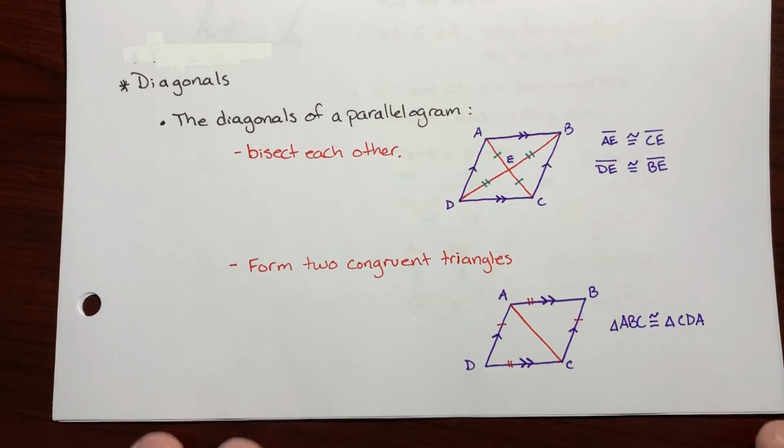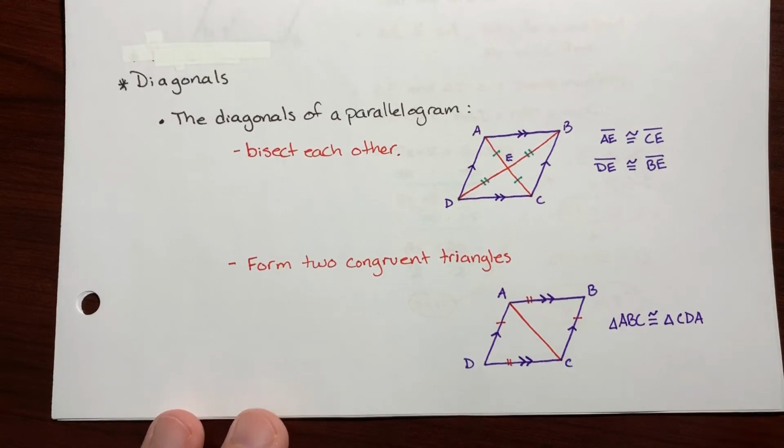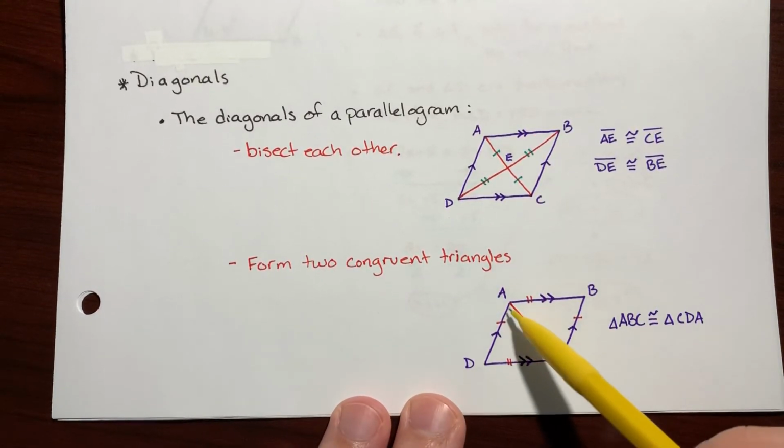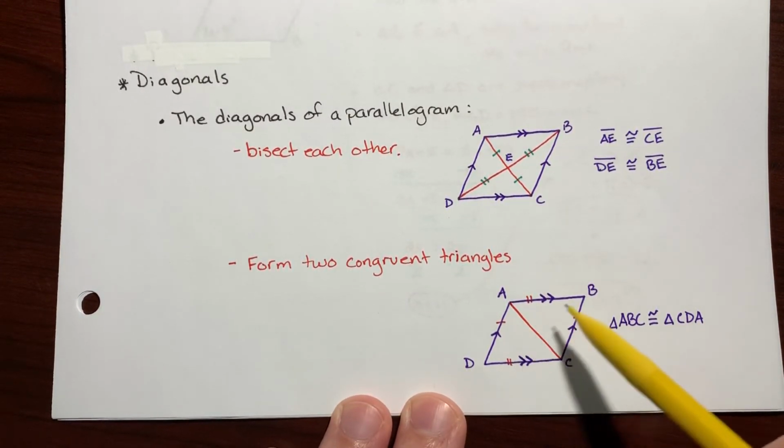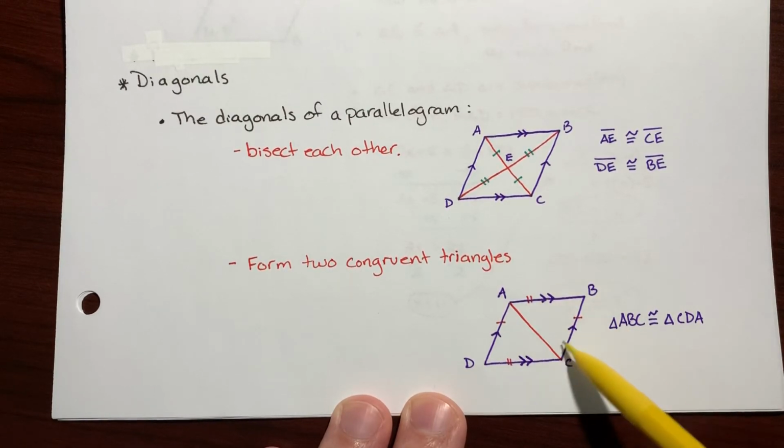One diagonal does also form two congruent triangles, meaning that this triangle right here is the same exact size and measurements as this triangle right here.